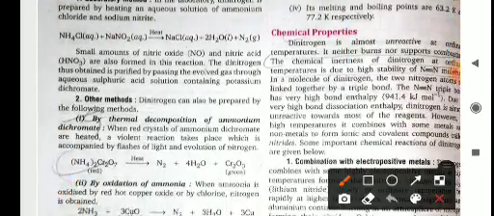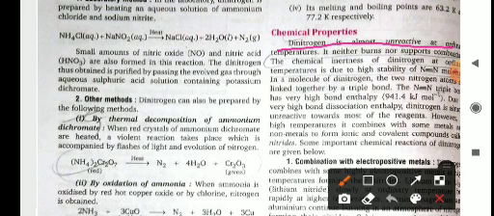Now chemical properties. Dinitrogen is most unreactive at ordinary temperature. It neither burns nor supports combustion. So dinitrogen is very unreactive at ordinary temperature. It cannot burn itself and cannot support the burning of other materials.